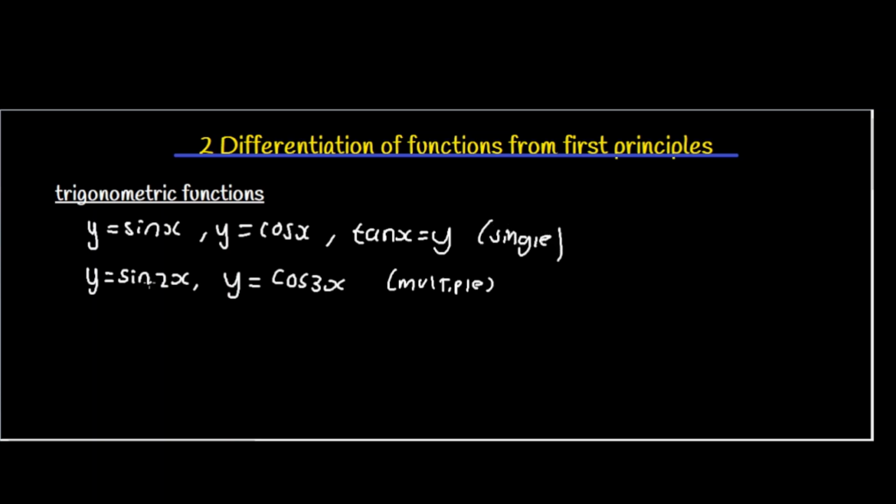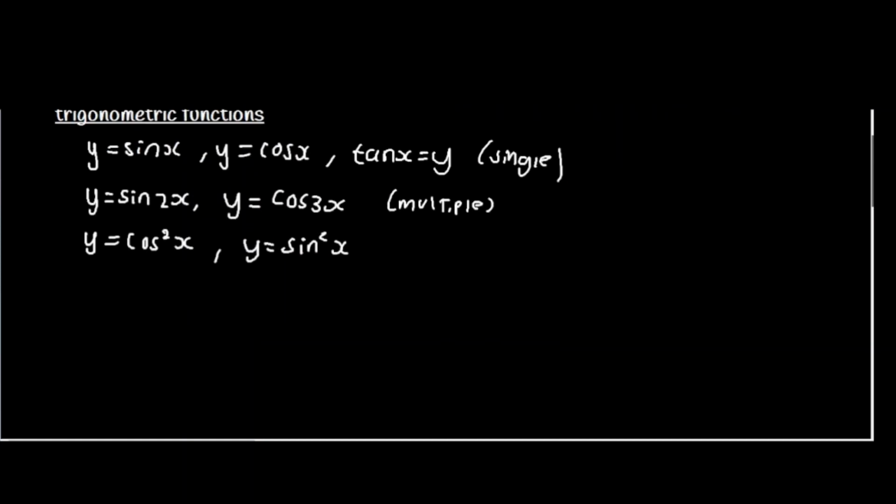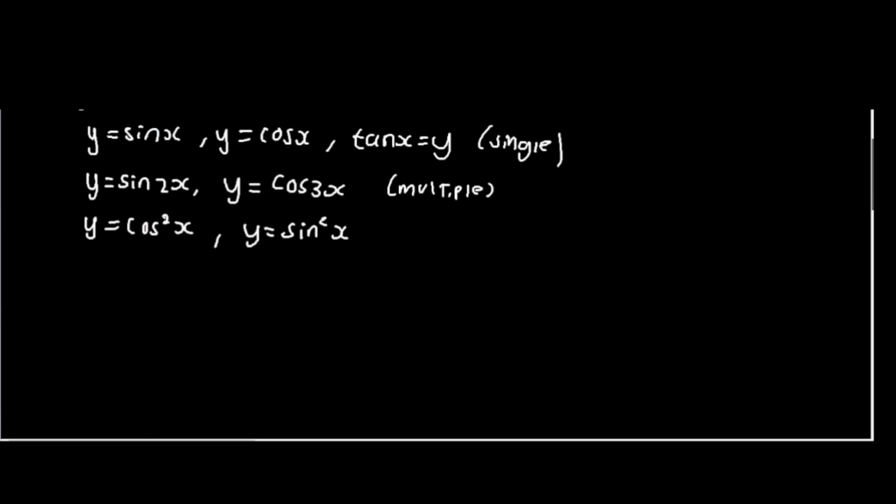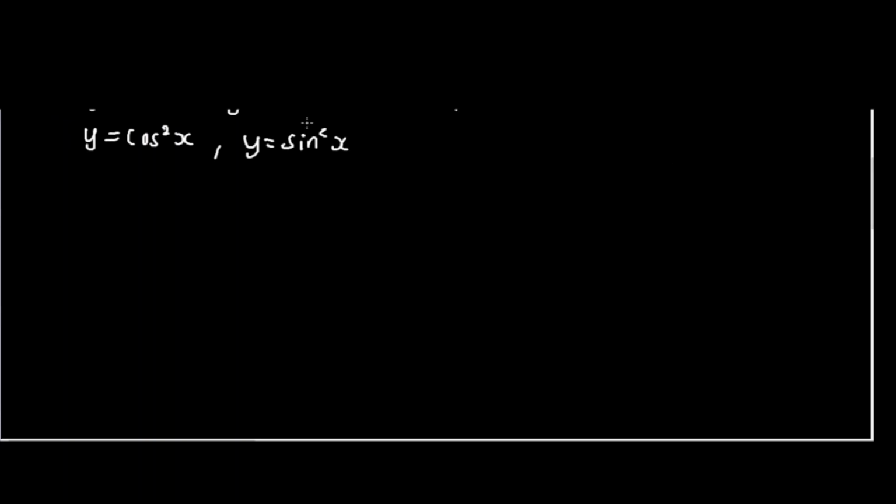We also have trigonometric functions with higher powers, and these include y equals cos squared x, or y equals sin squared x, like that. These are the formats of trigonometric functions, and we are going to be covering them one by one. Let's start with differentiation of trigonometric functions of single angles, and we are doing this from first principles.